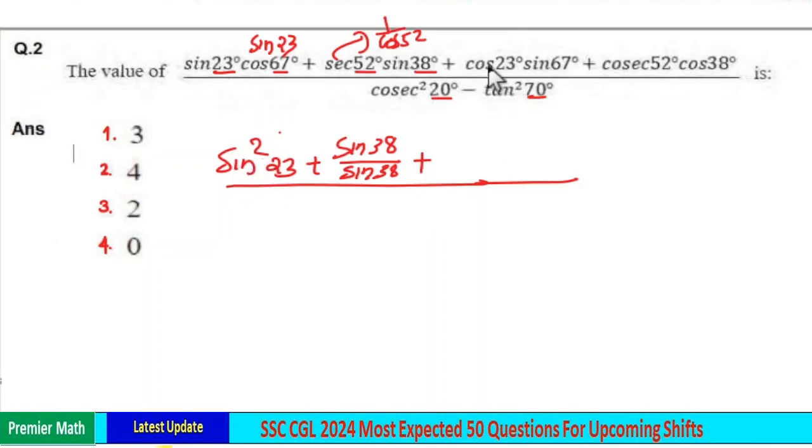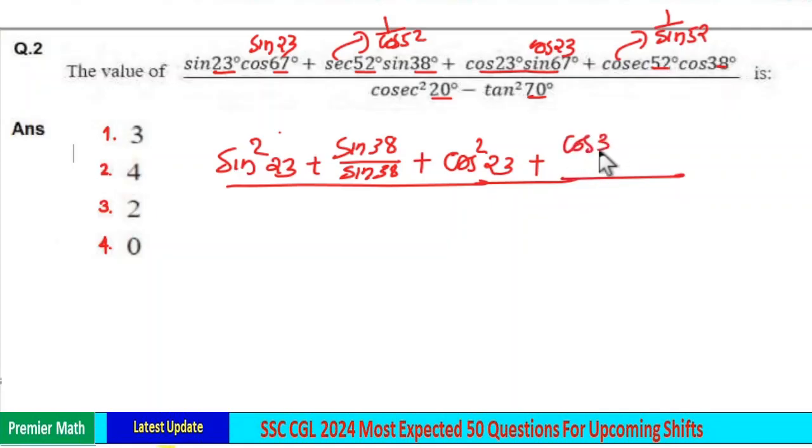So here we have sin square 23, so I'll write it as cos square 23. That is, this term will become sin square 67 or cos square 23, because sin 67 is equal to cos 23. Same way, fourth term will become, here cosec is equal to 1 by sin. So cosec 52 means 1 by sin 52. Now sin 52 is equal to cos 38, as 52 plus 38 is 90 degrees. So this term will become cos 38 divided by cos 38.